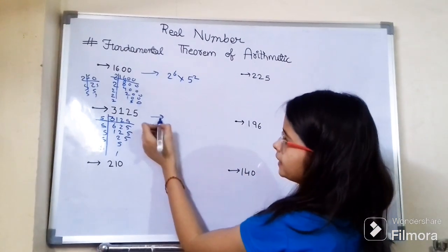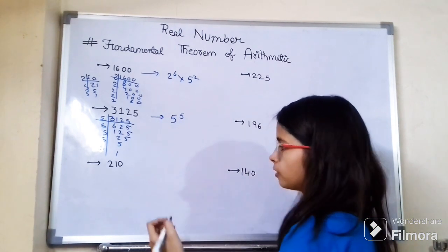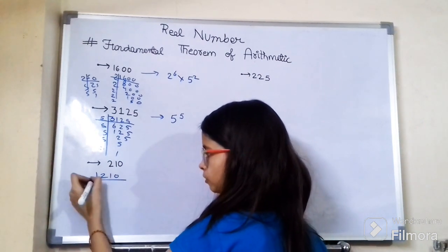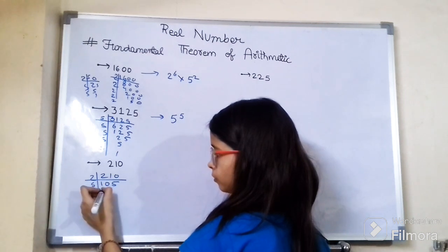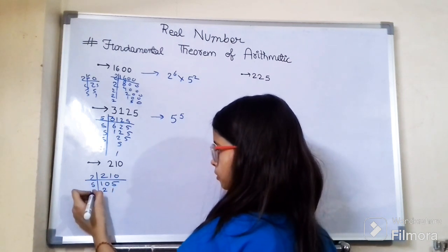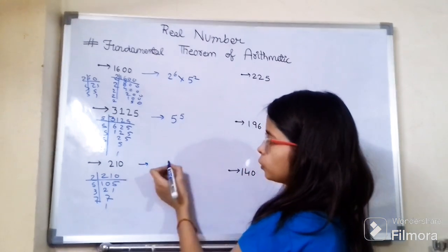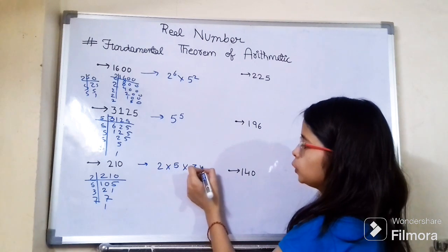So we can write 3125 as 5 to the power 5. Now let's see the next number, that is 210. So we can write 210 as 2 into 5 into 3 into 7.